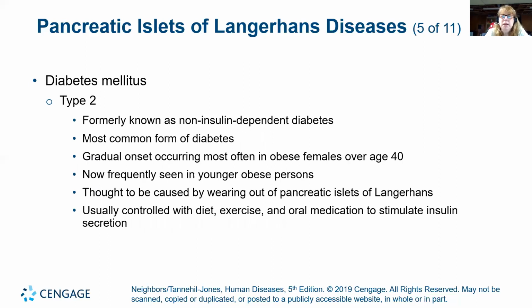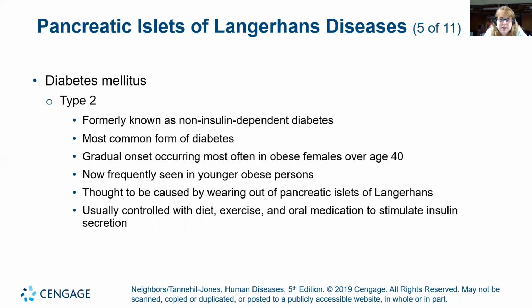Type 2 is formerly known as non-insulin dependent diabetes. This is the most common form of diabetes, okay? It's usually a gradual onset, occurs most often in obese females over the age of 40. It is now being seen more in younger obese people, but traditionally this is known as adult onset diabetes, okay? It is thought to be caused by the pancreatic islet cells of Langerhans just wearing out, okay?